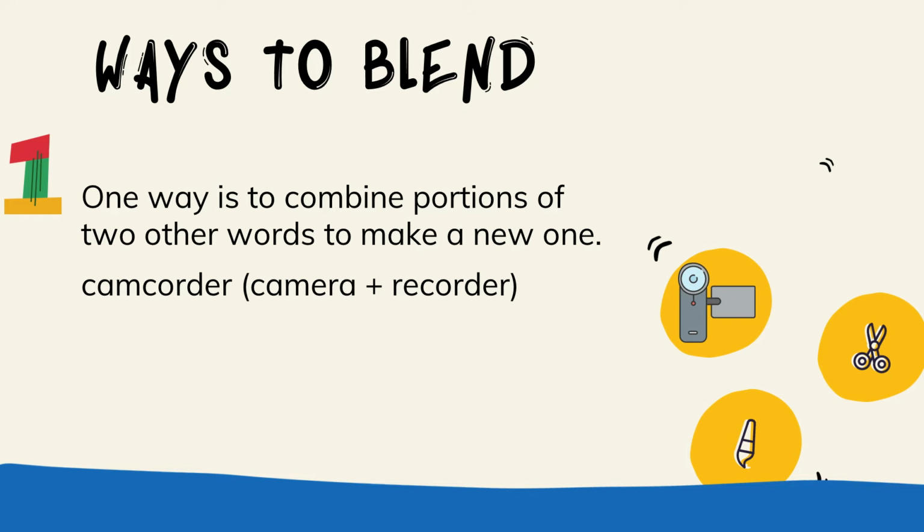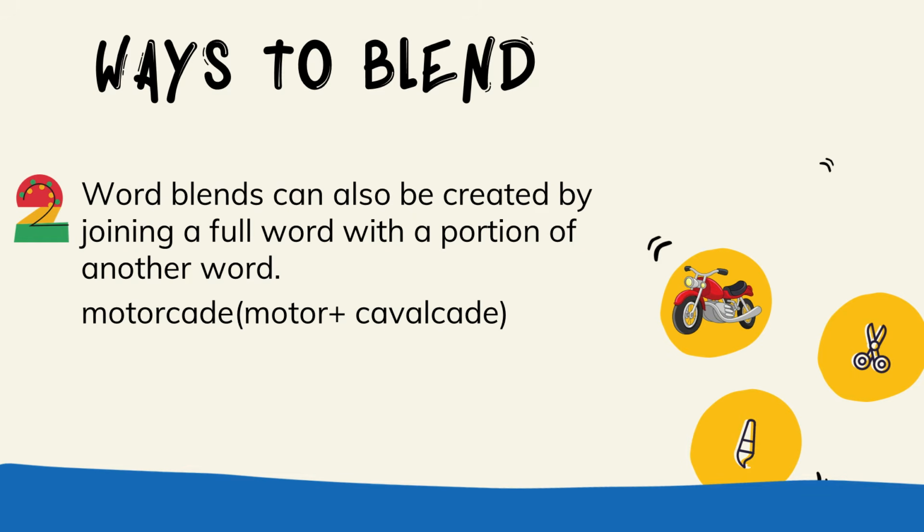So we've only used cam from camera, and we took corder from recorder, and now we have a new word, camcorder. Word blends can also be created by joining a full word with a portion of another word. So earlier, we had two words and we only took some portions of these words. Here, in this process, we're going to use one full word and it's going to be combined with a portion of another word.